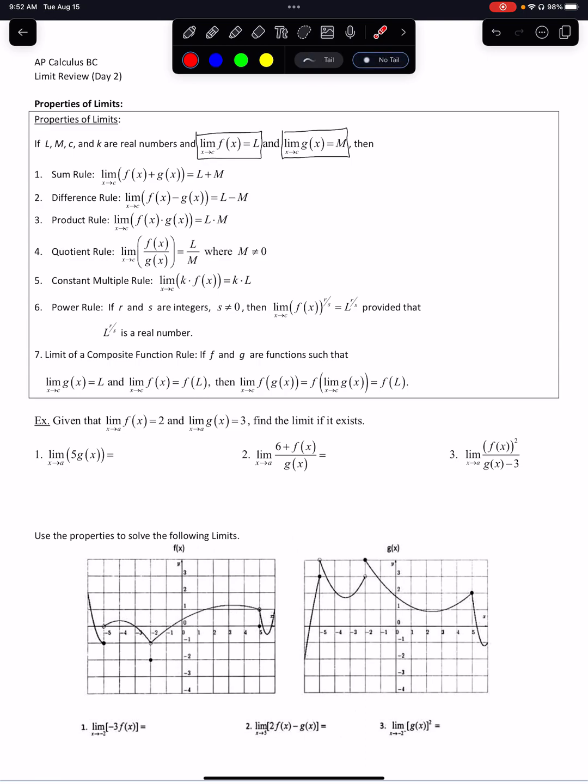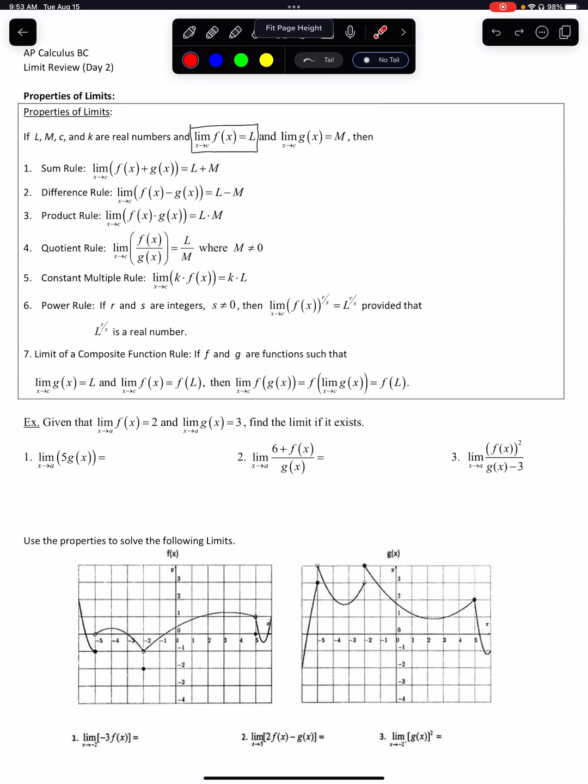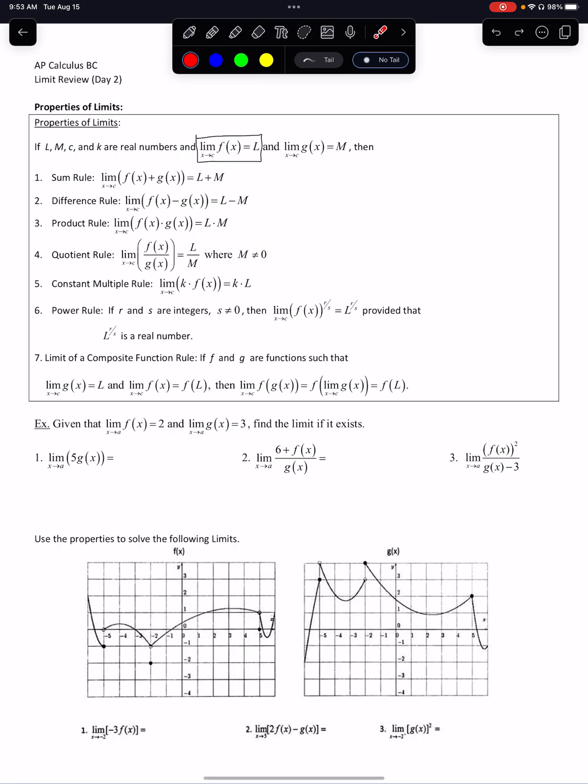The first property says that we can add the two limits together. It's L plus M. So just like if you know the value of two functions, you can add those two functions together. The next property we're going to look at is the difference. So if we can add limits, then we can subtract the limits. Multiplying, yeah, if we know the value of two limits, we can multiply those two limits together. Likewise, with division, we can divide, provided M can't equal 0.